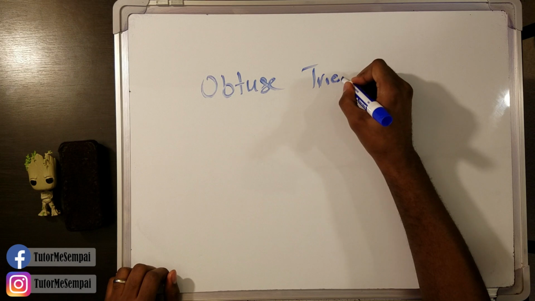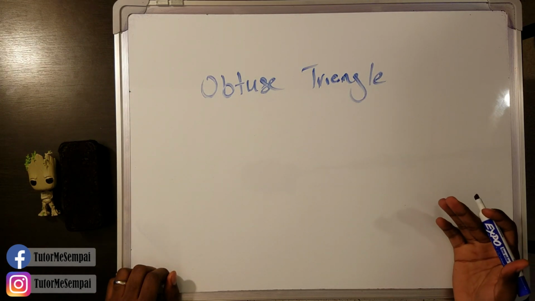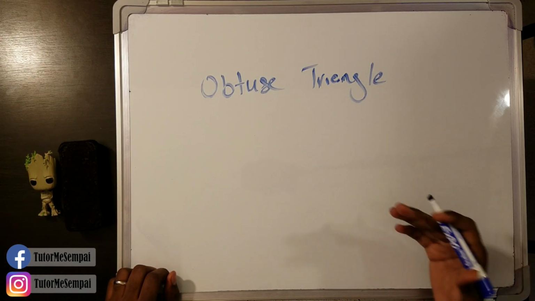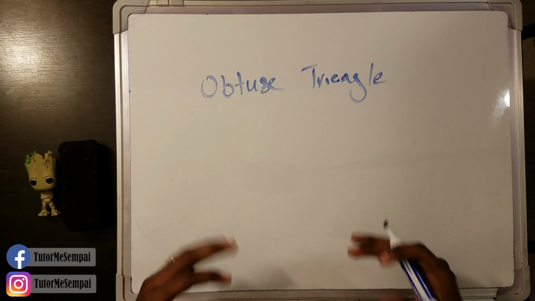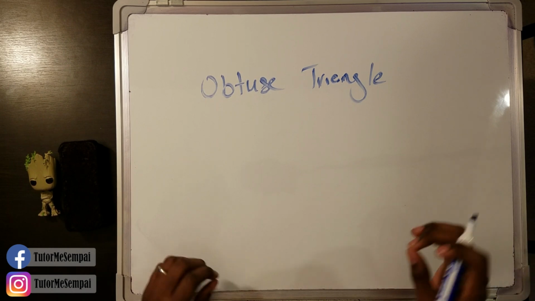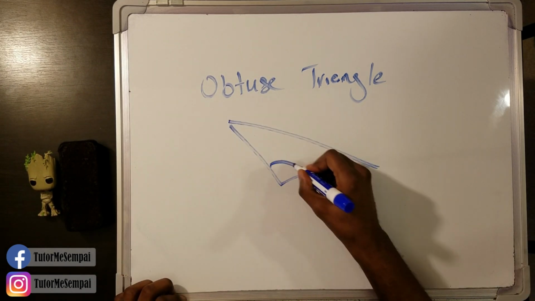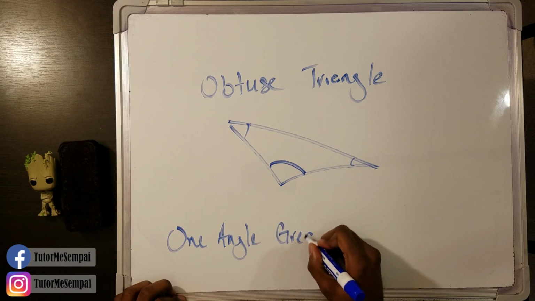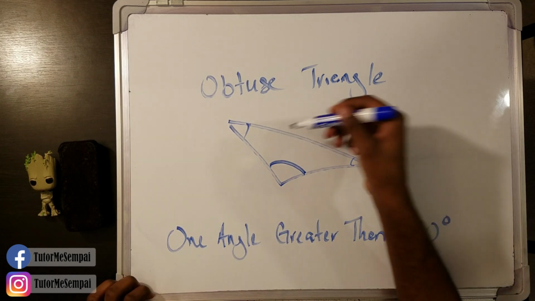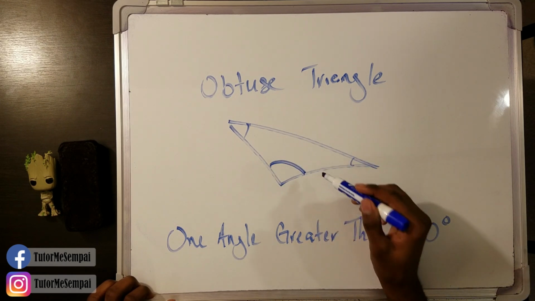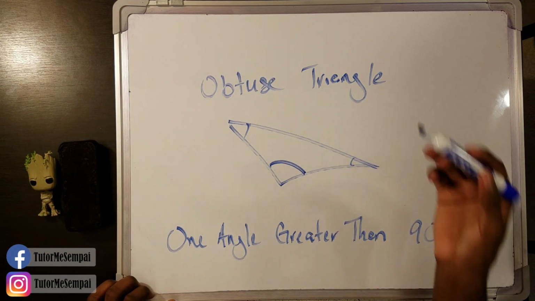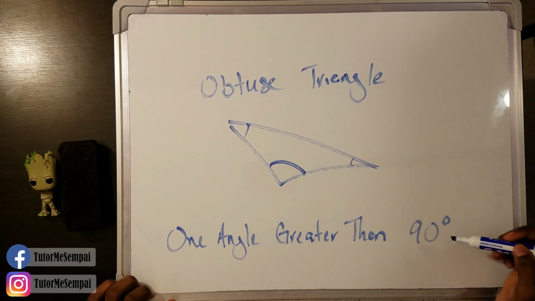The second triangle we're going to run into is called an obtuse triangle. An obtuse triangle is going to have an angle that's actually bigger than 90 degrees. So instead of having all angles less than 90, an obtuse triangle is going to have an angle that's greater than 90. Notice that these 2 angles, although they're less than 90, this one is greater than 90. So we call this an obtuse triangle. One angle is greater than 90 degrees.